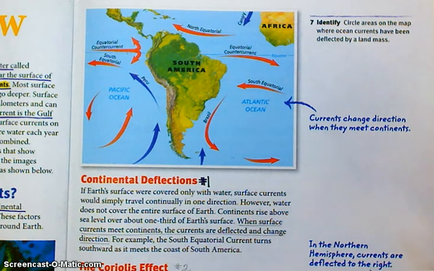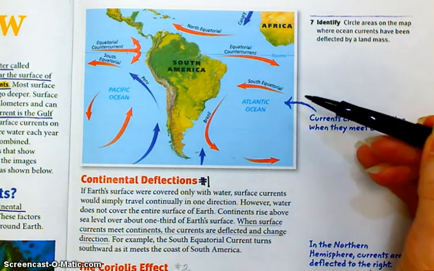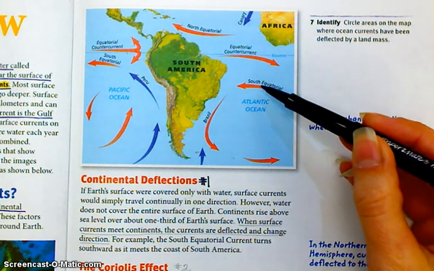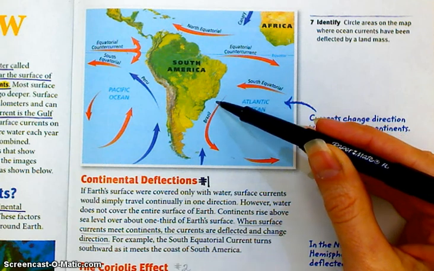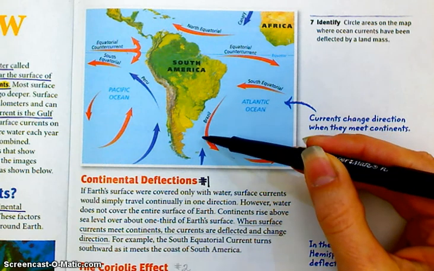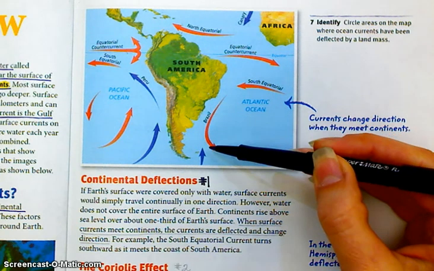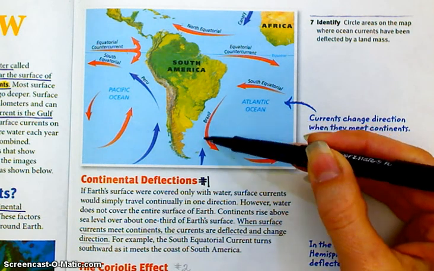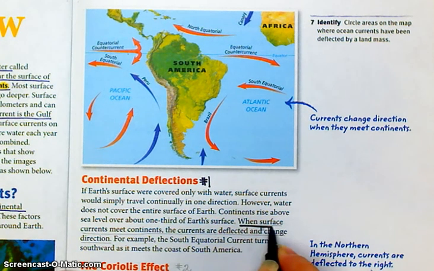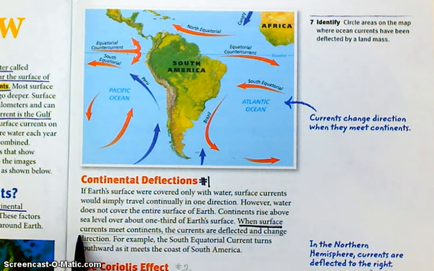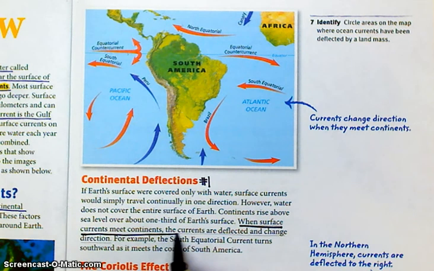A good example is up here. Okay, it says currents change direction when they meet continents. You have this south equatorial current coming over towards Brazil, and then it's deflected and runs down the coast of Brazil, okay, and this part of it is known as the Brazil current. So one of the factors that affects surface currents is continental deflections, okay.